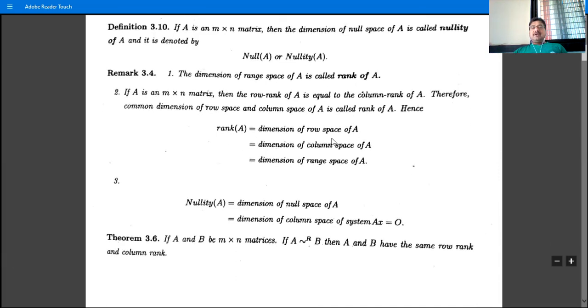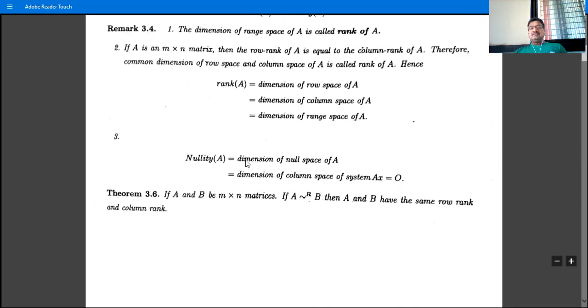So rank of A is the dimension of the row space of A, which is equal to the dimension of the column space of A. Use this sentence: rank of A is the dimension of the row space of A or the dimension of the column space of A. That is called the rank of A. And nullity of A is the dimension of the null space of A, that is, the dimension of the solution space of the system AX equals 0.